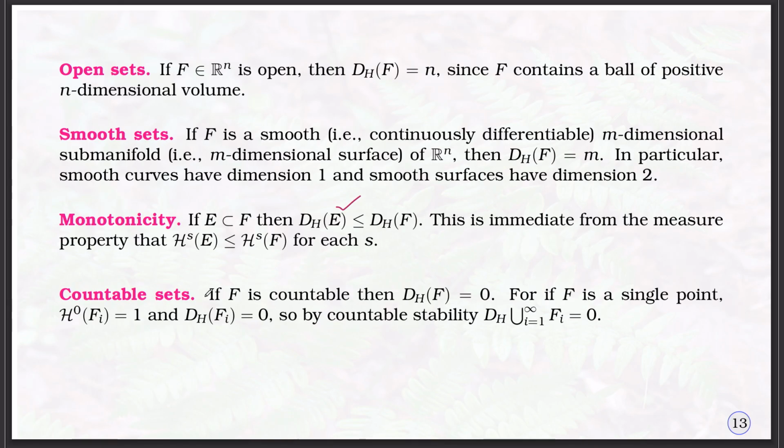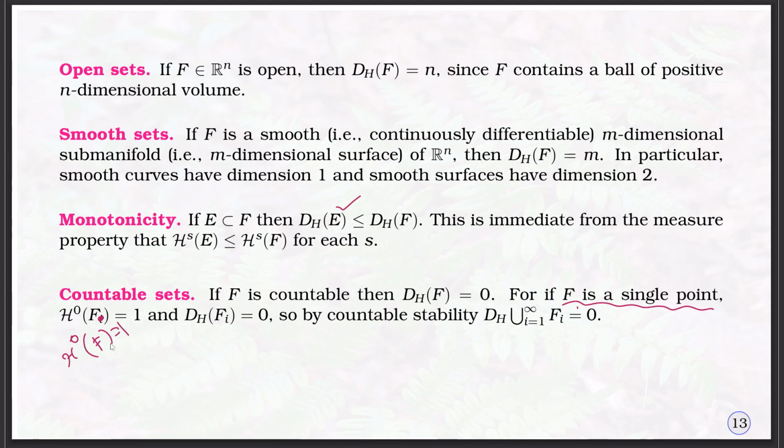Then countable set. If F is countable, then its Hausdorff dimension is 0. For if F is a single point, that means any finite set, then H0 of F equals 1. That means it counts the number of points, which we already discussed: the 0-dimensional measure of a finite set gives the number of points. Here we are taking F as a single point. Therefore, H0 of F is 1.